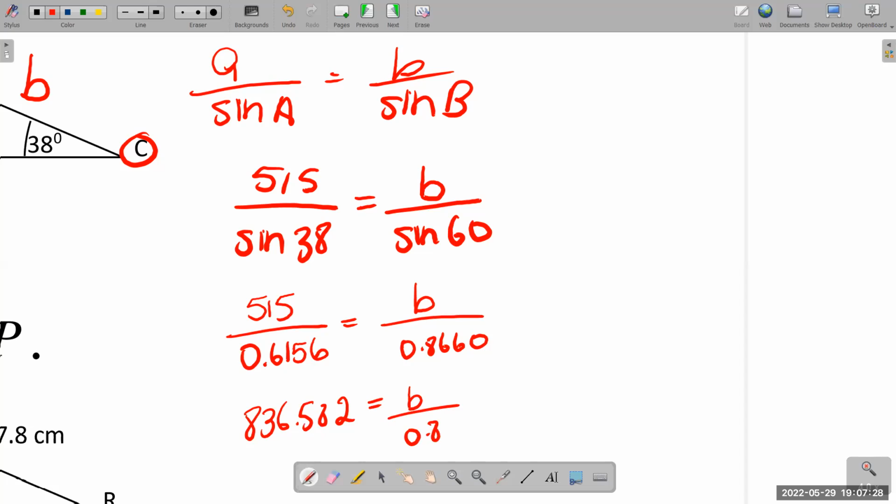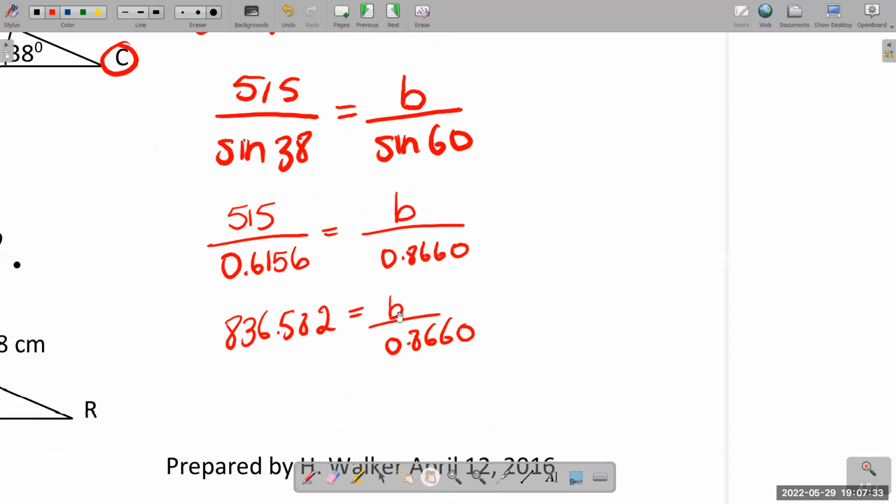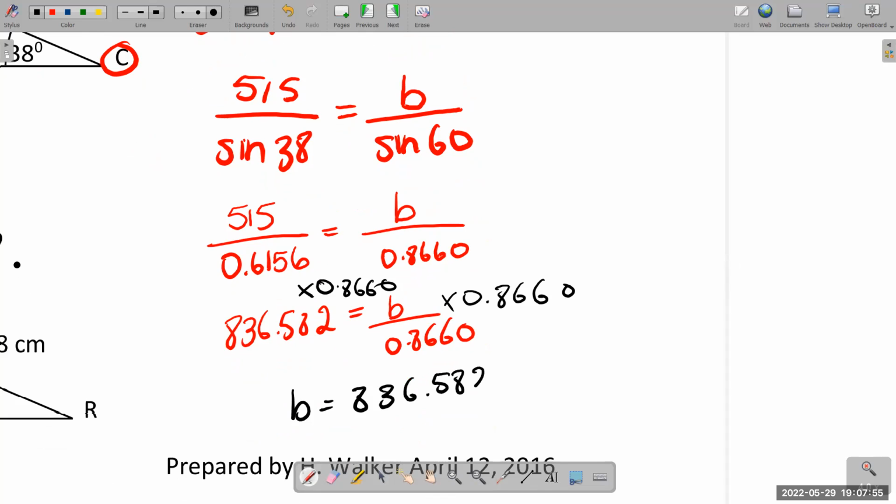How do I find B, guys? If I want B, what should I do? Multiply or divide? We transpose, right? But how? You've got to get rid of what's in the denominator. So you multiply by 0.8660. What you do on one side, you do on the opposite side. So B essentially is equal to 836.582 times 0.8660. How much do we get?